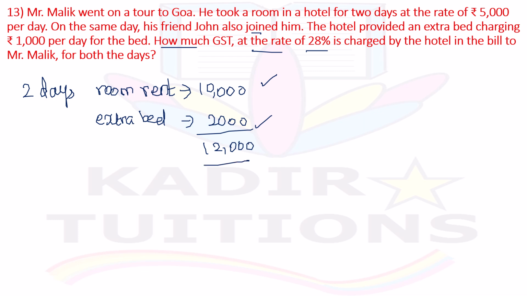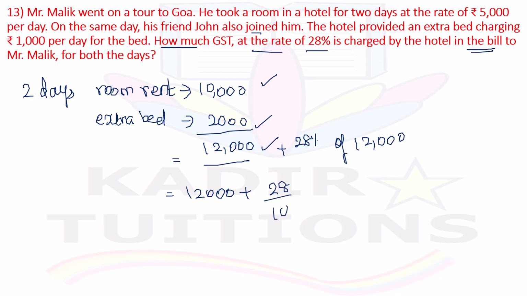But I need to pay GST also for this money, right? Then only I'll get the total amount, because the question is to find the bill given by the hotel to Mr. Malik. So what will be the bill? 12,000 plus 28 percentage of this 12,000. Then only I will get that bill, right? So just multiply 28 by 100 into 12,000. So 12,000 plus, if I multiply this, we will get 3,360 rupees.